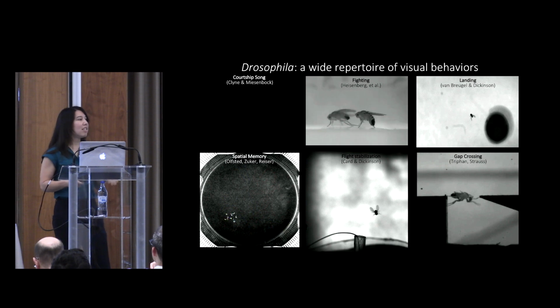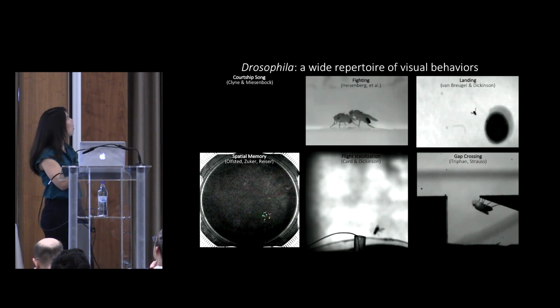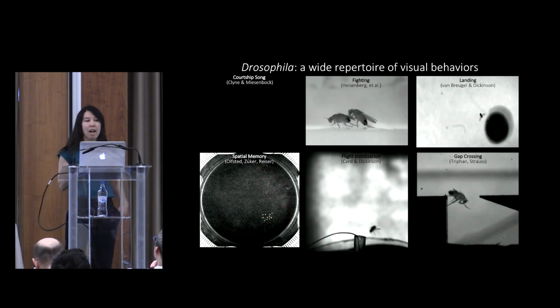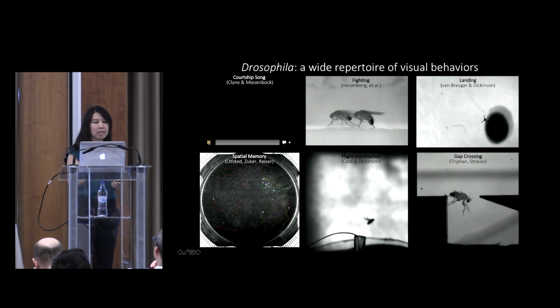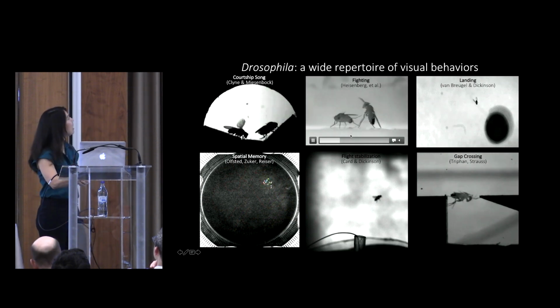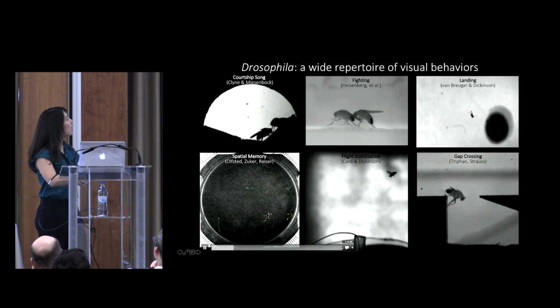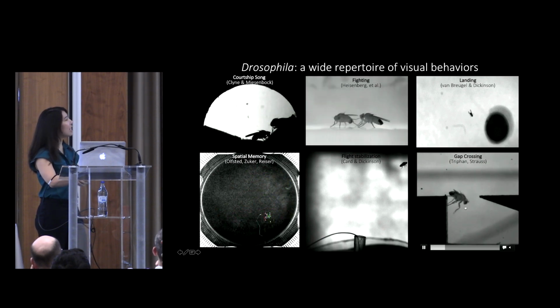So here's just a small selection of things that flies do that involve vision. Their courtship ritual relies on vision. Let's see if I can play that for you. Of course, the males will also fight. They use vision to navigate their landing, taking off and evading predators, crossing a gap.